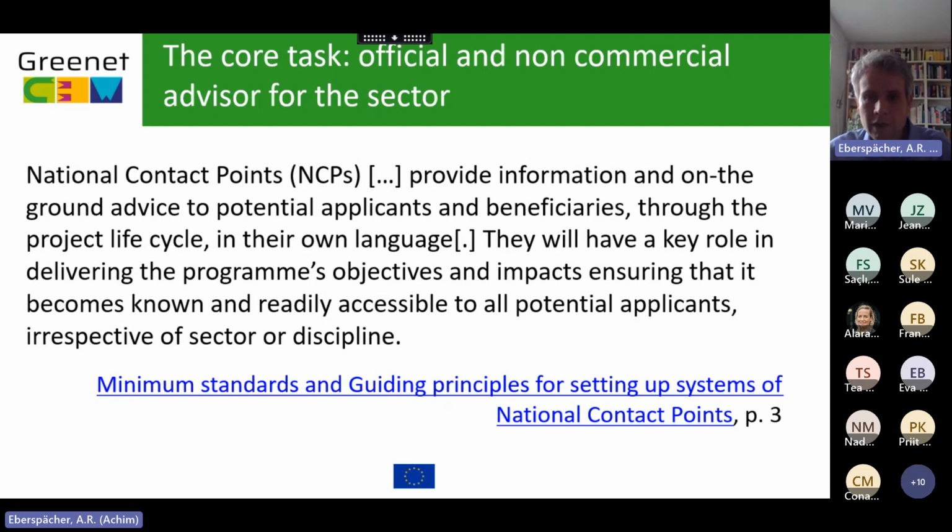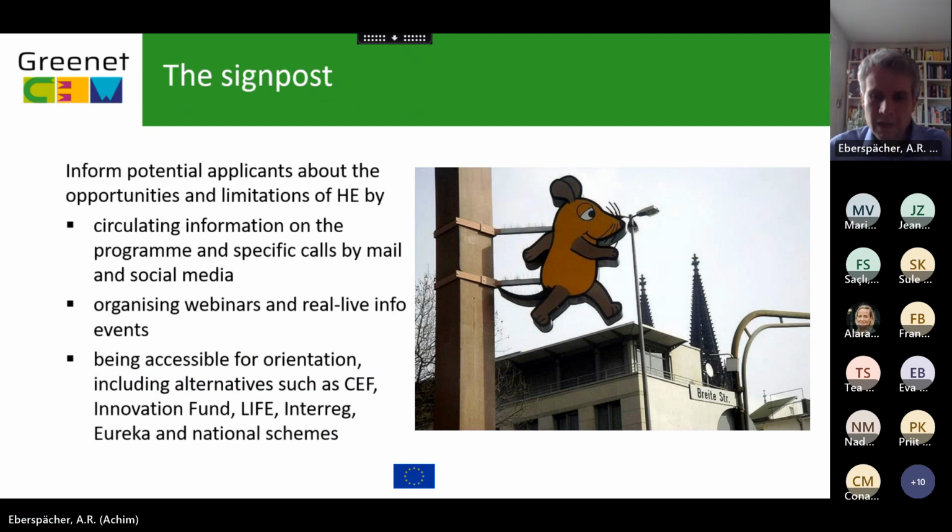So the national contact points will have a key role in delivering the program's objectives and impacts, ensuring that it becomes known and readily accessible to all potential applicants, irrespective of sector or discipline. So no privileges, being open for everyone who's eligible for Horizon. That is the core task. And this core task, again, can be split up in 3 sub-roles.